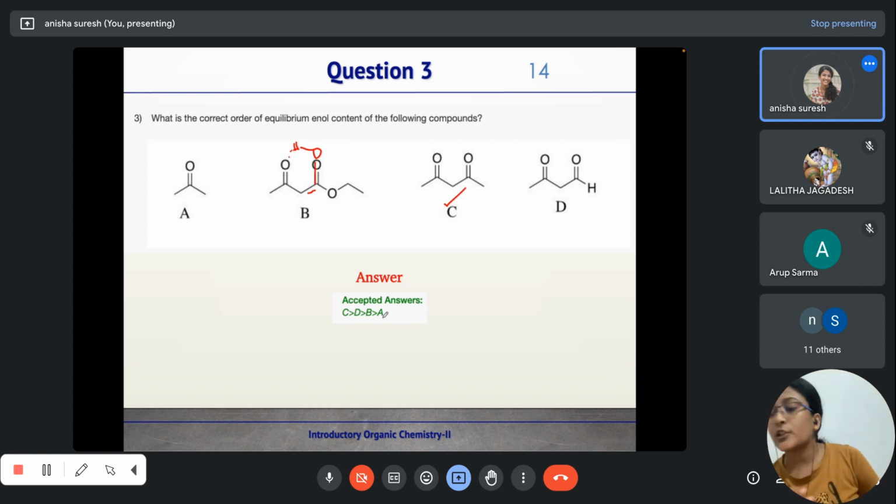Clear? So we will be considering factors like hydrogen bonding, resonance, hyperconjugation, aromaticity, etc., while finding the correct order of equilibrium enol content. So these are the factors that will stabilize the enol, thus increasing its content in the equilibrium state. Clear?